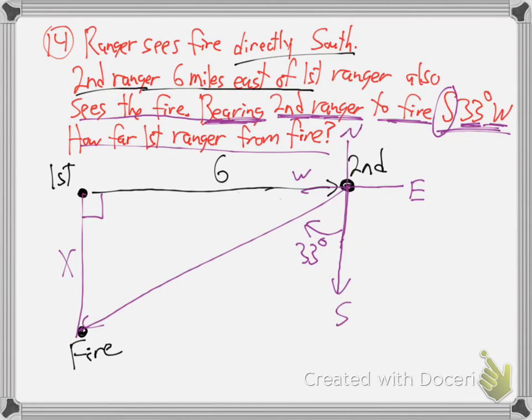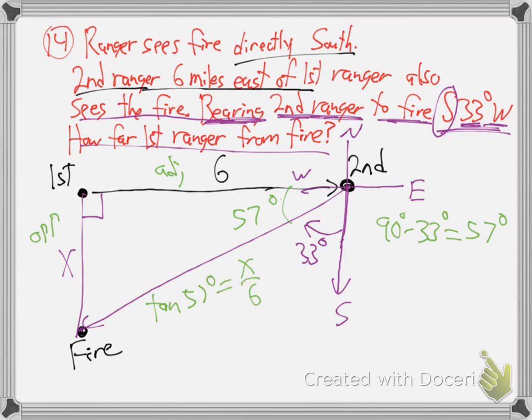But let me just do the first step. What would be our first step? Yeah, this one, huh? So 90 minus 33, what is that? 57, so this one's 57. And then what trig relationship would involve the x and the 6? Tangent again, opposite, back to tangent, adjacent. So tan of 57 is x over 6, and you can do the rest blindfolded, I'm sure.